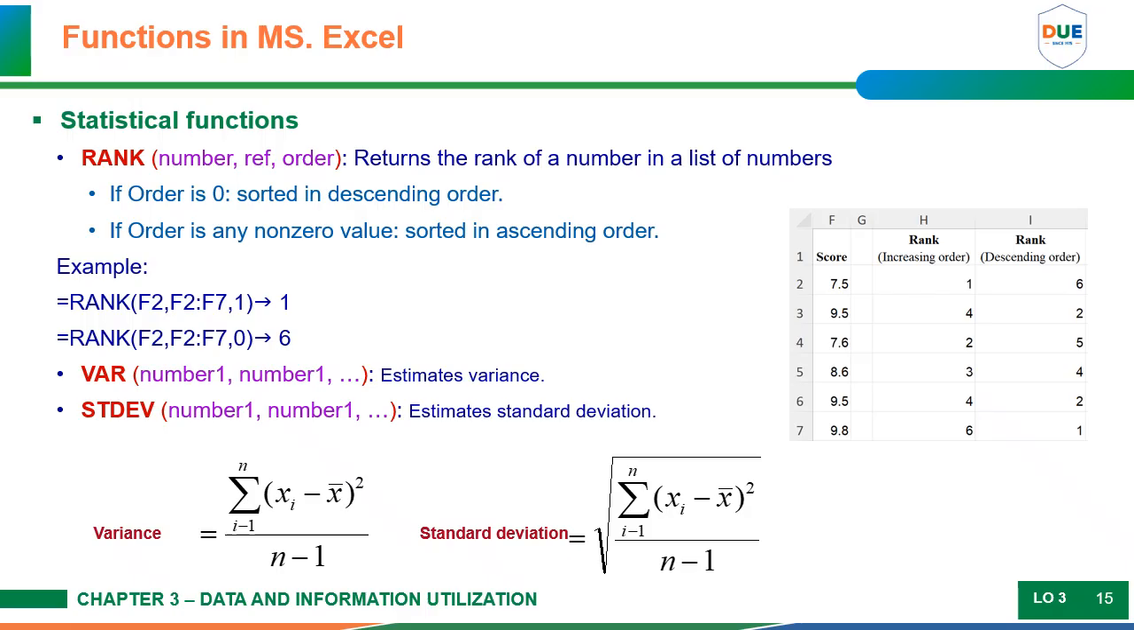Example: RANK(F2, F2:F7, 1) returns 1, because F2 contains the smallest value, rank 1 in ascending order. RANK(F2, F2:F7, 0) returns 6, because F2 contains the smallest value, ranked 6 in descending order.